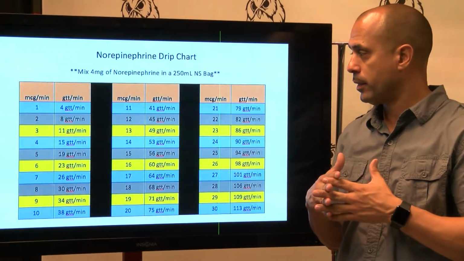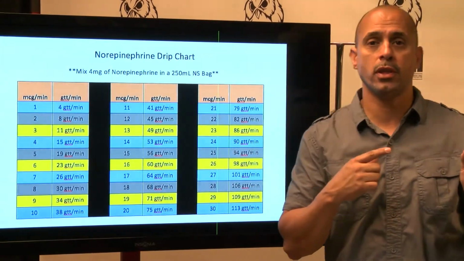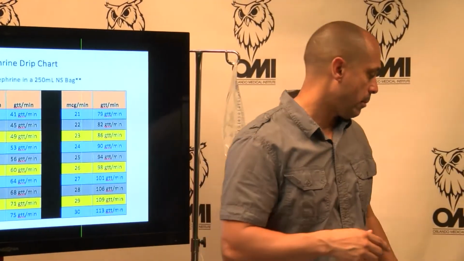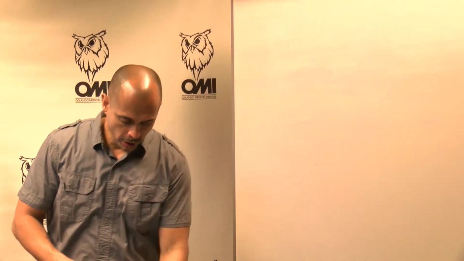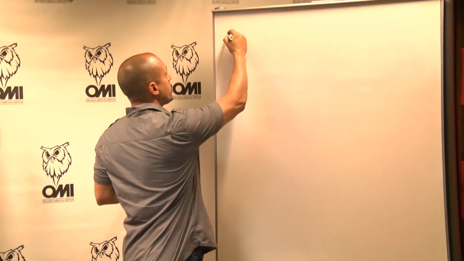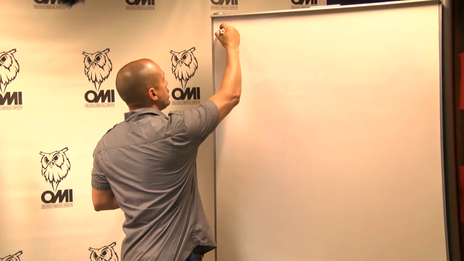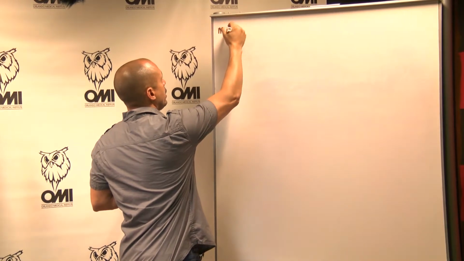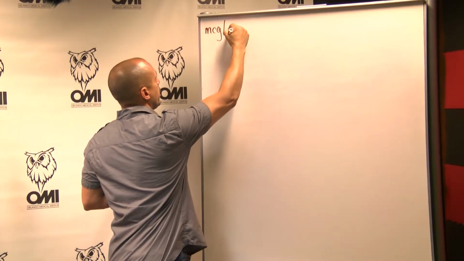Okay? So what I'm going to do is go over to this board right here, and I'm going to break down the math because I kind of figured out a way to take the calculation out of the math equations. So remember, we get to give anywhere from 1 to 16. So what I'm going to do is this is going to be exactly the mics per minute.